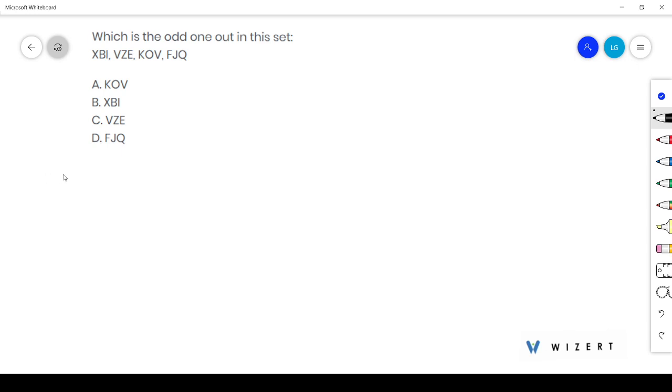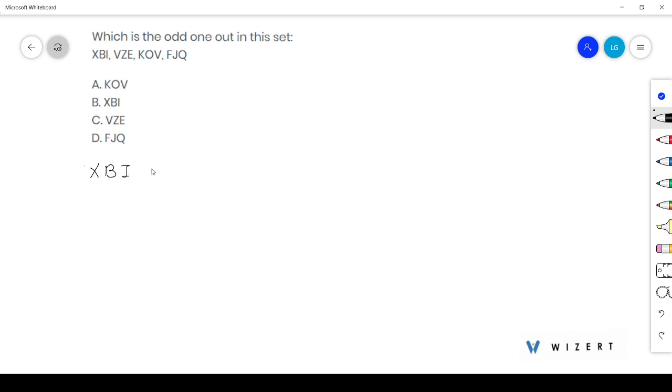Our question is, which is the odd one out in this set? And we have given one set here: XVI, VZE, KOV and FJQ. Now let us take the first one, XVI.